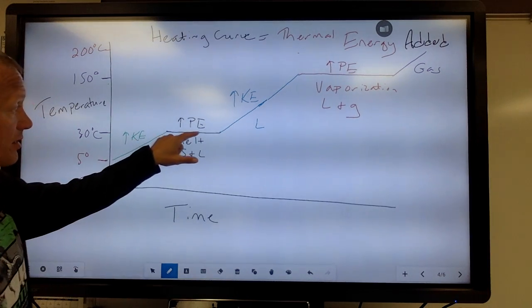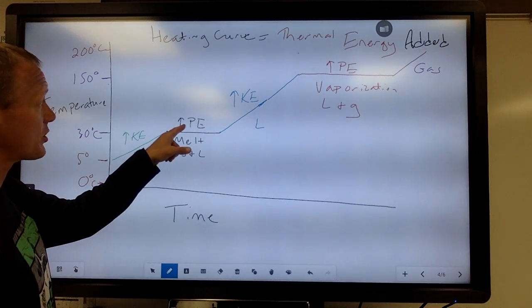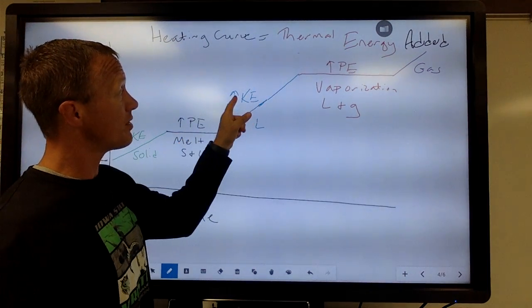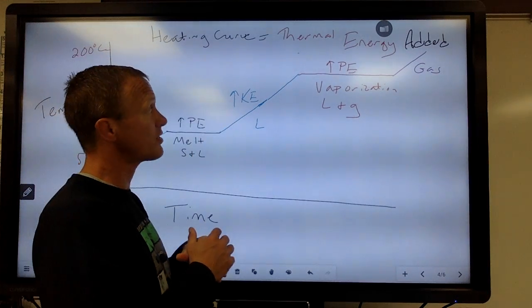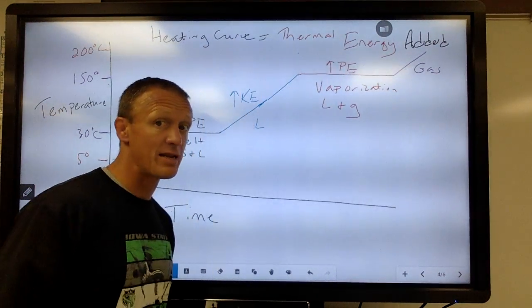While it's melting, the temperature stays consistent, even though you're still adding thermal energy, still putting heat in, increasing stored energy. Once everything turns into a liquid, now it starts heating up, increasing kinetic energy. Your molecules are moving faster. Get to a certain point, the temperature will level off and starts to boil, even though you're still adding heat the whole time.